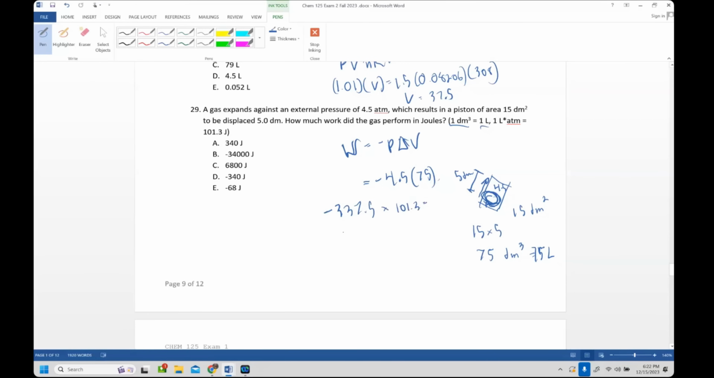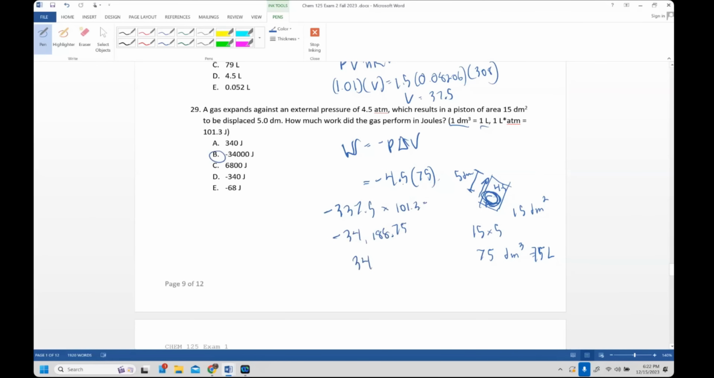101.3. So that's going to be 34,188.75. And that's going to be 34,000 joules. It's going to be negative. So how much work did the gas perform? So it's around negative 34,000. Cool. All right.